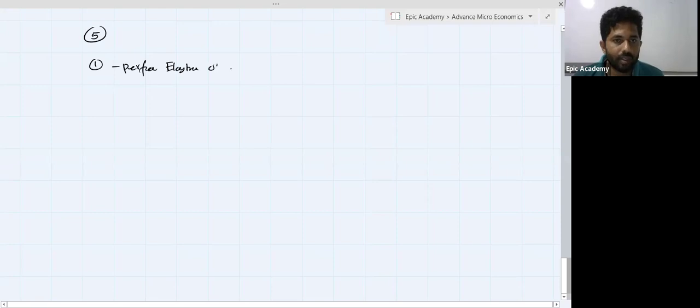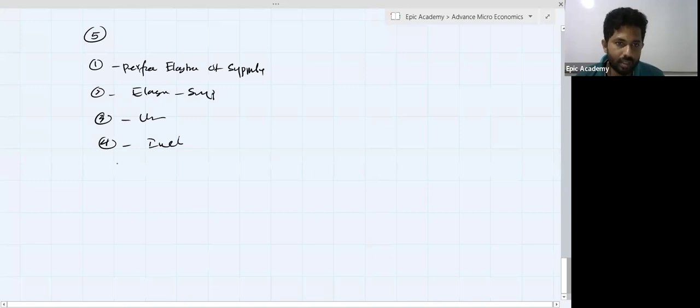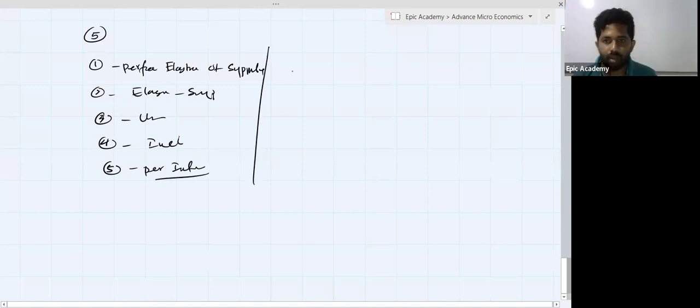Perfect elasticity of supply. The changing point is only supply. Okay. 2 is elastic supply. 3 is unitary elastic. 4th one is inelastic. Okay. 5th one is perfect inelastic. It is similar. Okay. So what about the coefficient?